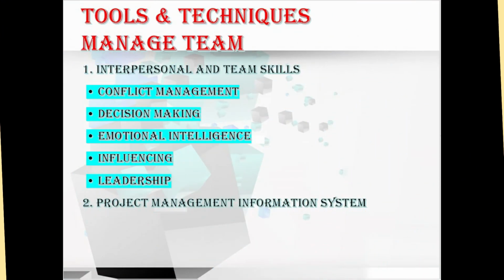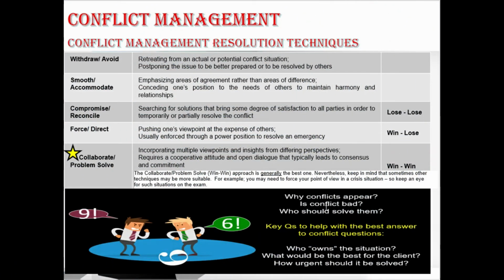In tools and techniques, we first have interpersonal and team skills, which consist of conflict management, decision making, emotional intelligence, influencing and leadership. Let me explain one by one. First, conflict management. What is a conflict? A conflict is inevitable in a project environment. The sources of conflict include scarce resources, scheduling priorities and personal work styles. Team ground rules, group norms and solid project management practices like communication planning and role definition reduce the amount of conflict.